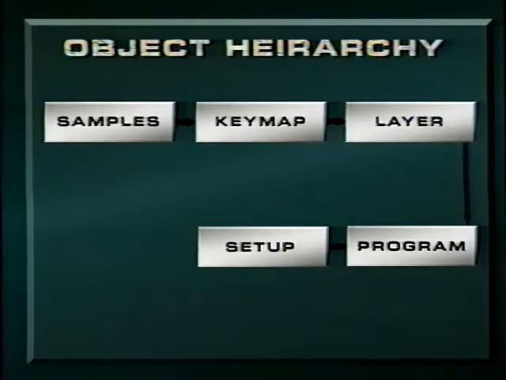Now that we have played some programs and setups, let's take a step back for a moment and look at how the various parts of the K2500 are related. In Kurzweil's terminology, everything that can be named and saved is called an object. We already have seen that a setup is made of one or more programs. But what about other objects? Let's look at the hierarchy of all the objects.